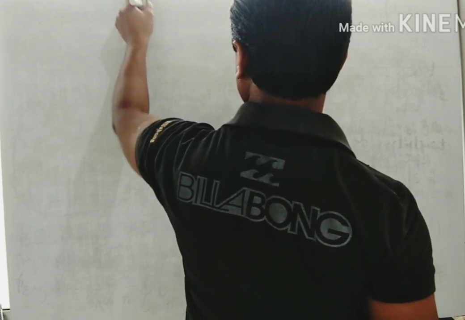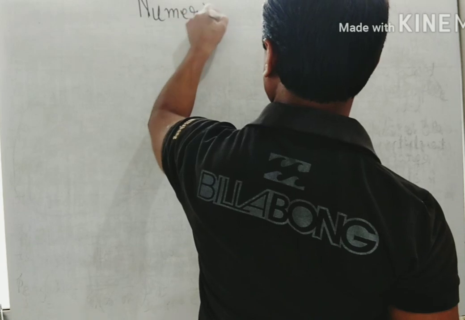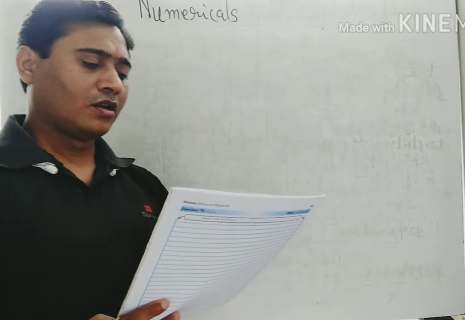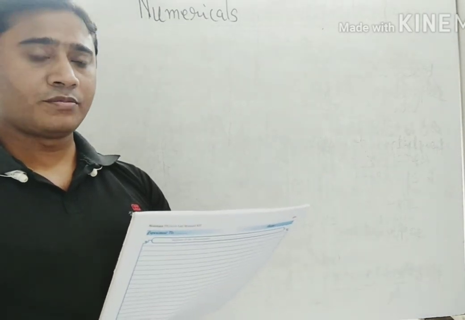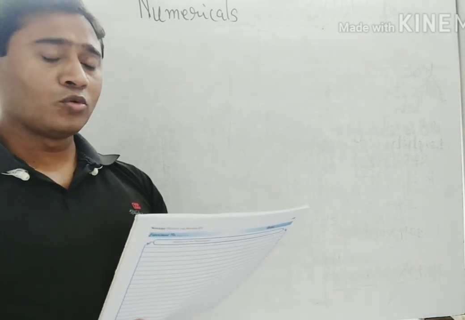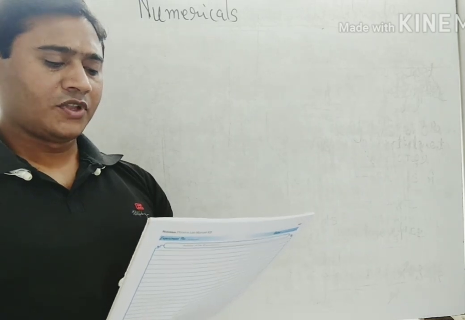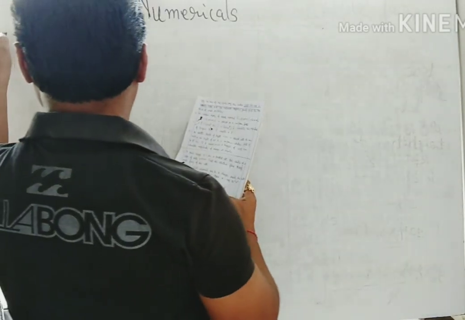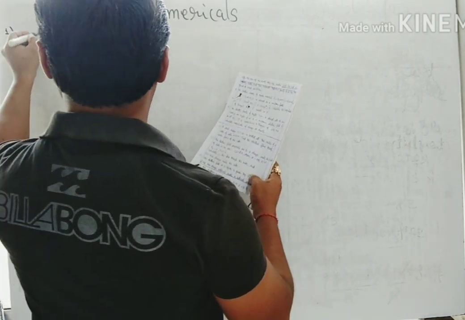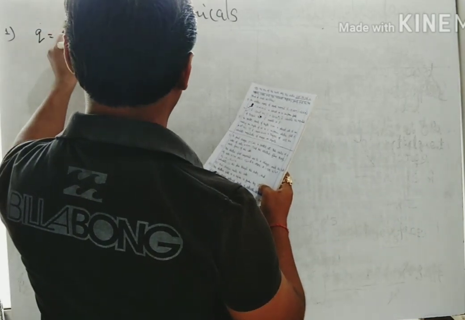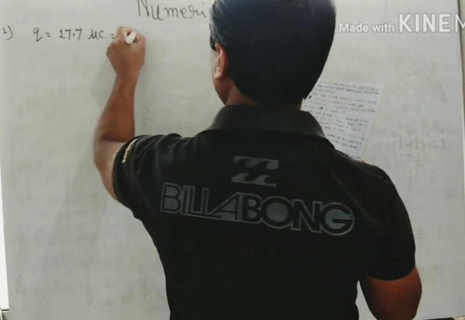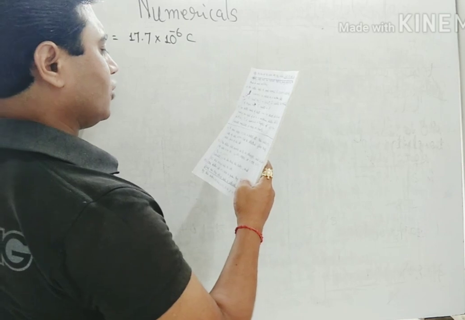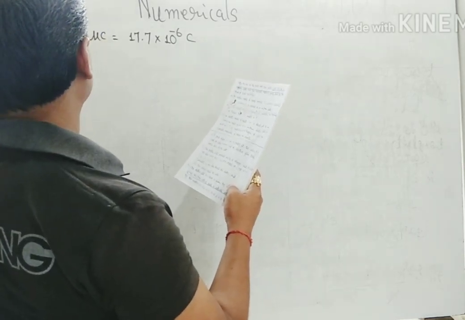Now let's have numericals. Okay, so let's begin, I'm just reading out the first question. A point charge 17.7 microcoulomb is located at the center of a cube of side 0.03 meter. Find the electric flux through each face of the cube. So let me write the given information in the question. Here point charge is given to be 17.7 microcoulomb. So just convert it into coulombs by multiplying 17.7 with 10 to the power minus 6 coulomb, and it is located at the center of a cube of side a.